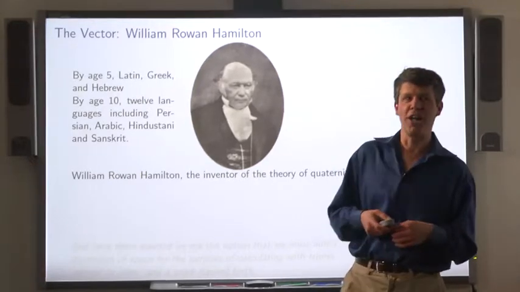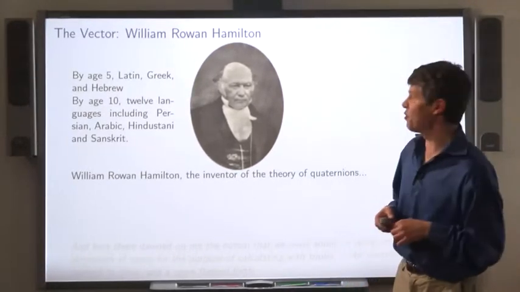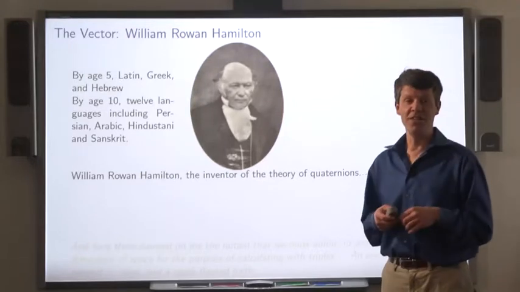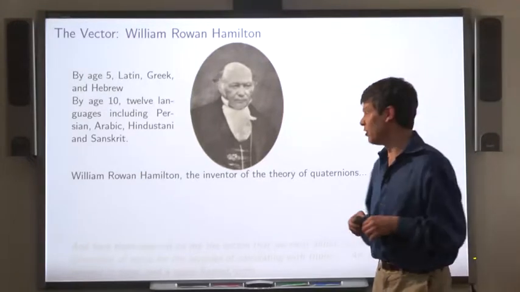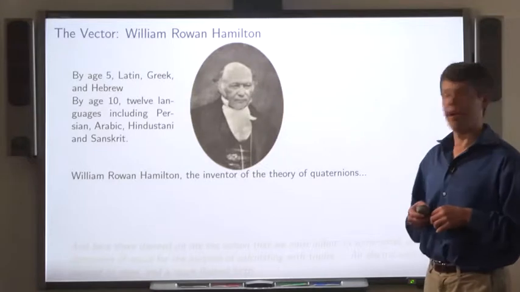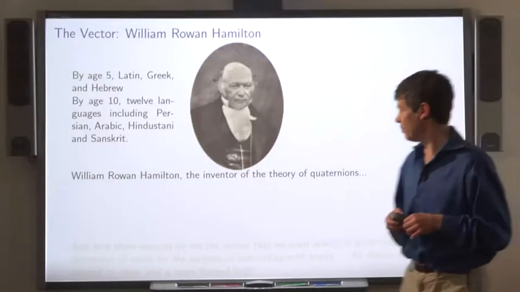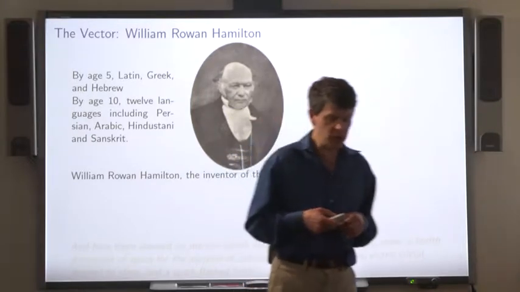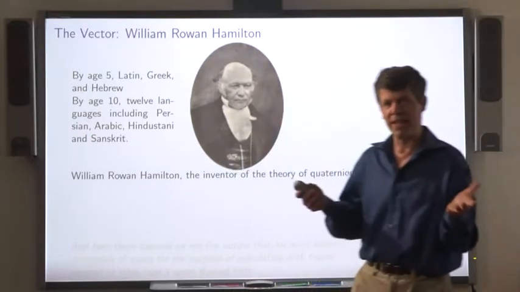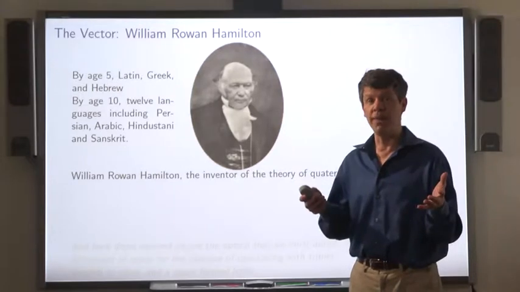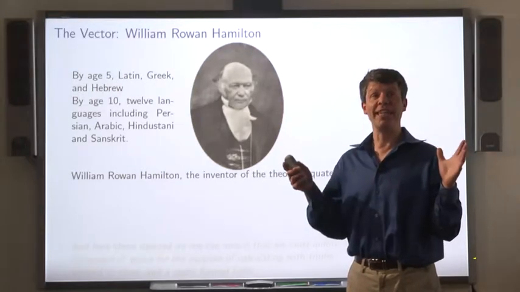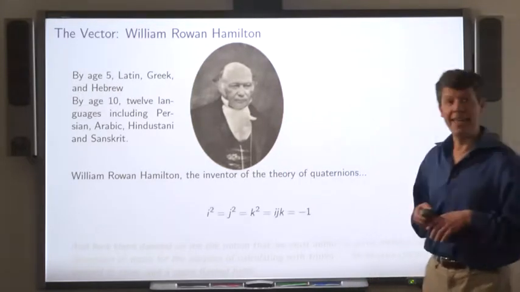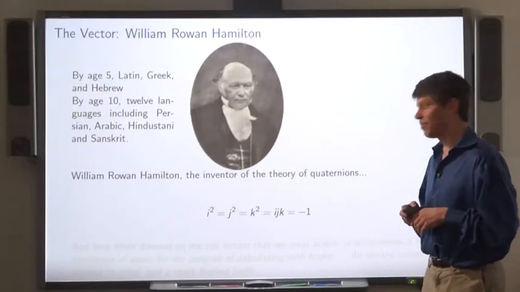Hamilton was kind of a prodigy. He learned Latin, Greek, and Hebrew by 5, and by 10 he'd learned a total of 12 languages, including Persian, Arabic, Hindustani, and Sanskrit. Now, he'd been puzzling over the issue of how to go beyond 2 dimensions using something like complex numbers for a long time when inspiration hit him, and he came up with these equations.